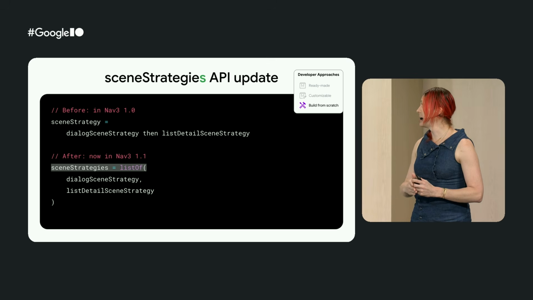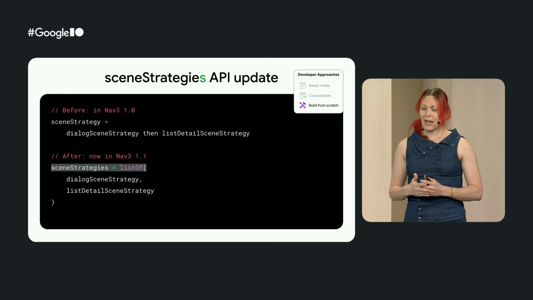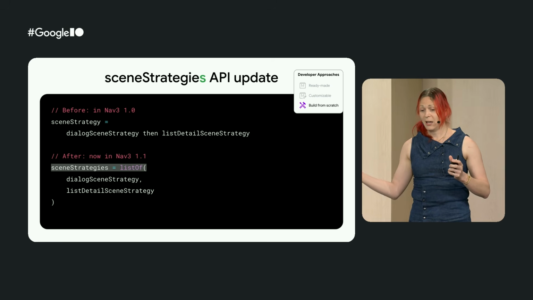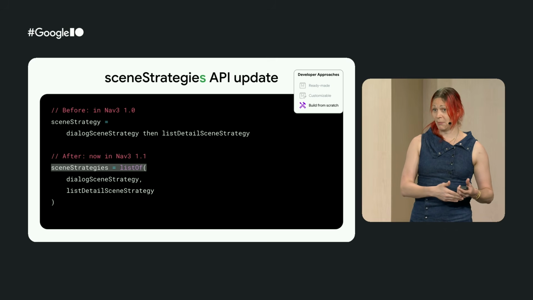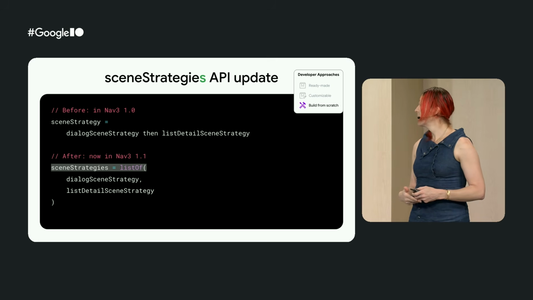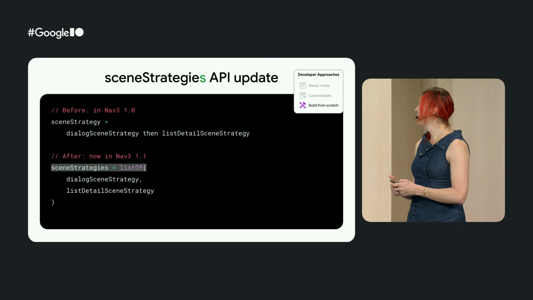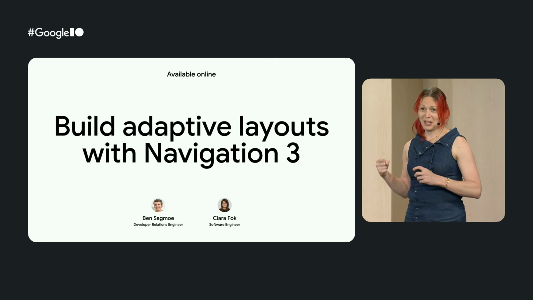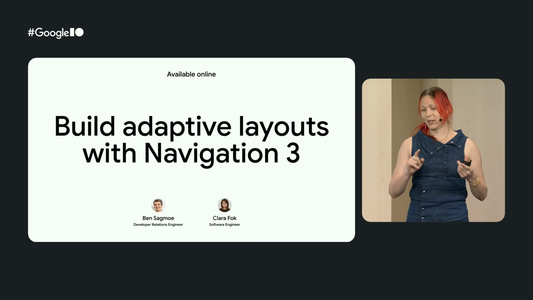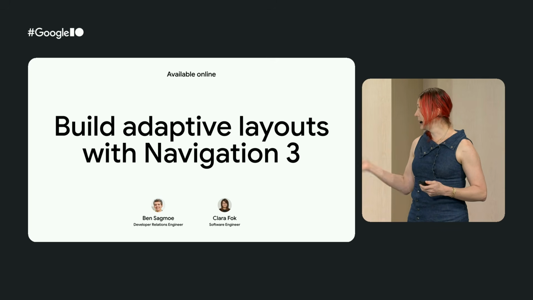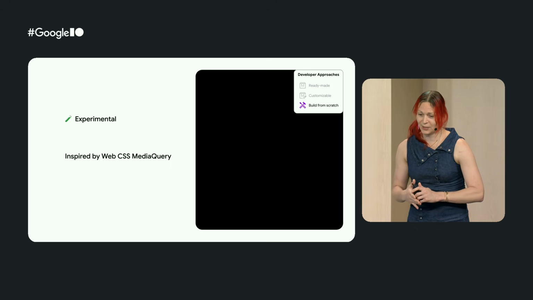And one update I wanted to mention quickly about scene strategies is we updated the API to be plural. It now explicitly takes in a list of scene strategies in prioritized order instead of you having to use that undocumented then infix like in 1.0. This should hopefully help you more easily implement complex scene strategies. Okay, so I know I just threw out a bunch of APIs and just skimmed the surface on them, but to learn more about scene strategies, scene decorators, and what else is new in Nav 3, check out this dedicated recorded talk. Outside of Nav 3 itself, we have some new APIs too.